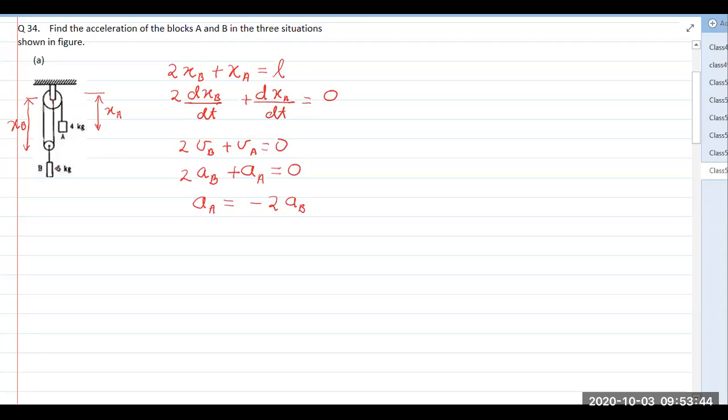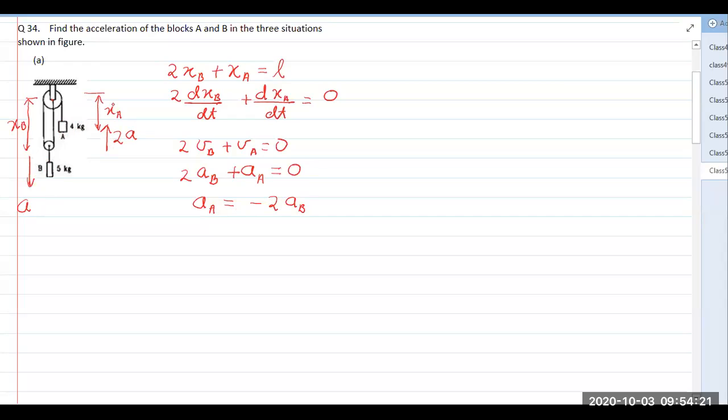This object is b. Whatever direction we take, suppose this is going down with acceleration a, then the 4 kg will go up with acceleration 2a. If the acceleration of b is a downward, then the acceleration of object a must be double, 2a, in the upward direction.